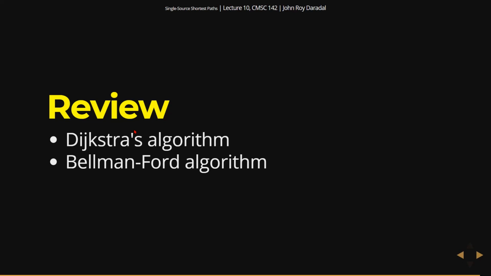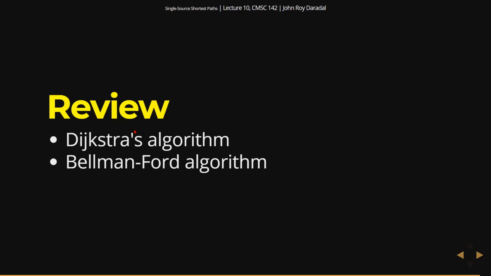So to review, we discussed two algorithms in part 2, right? Dijkstra's algorithm and Bellman-Ford algorithm. To review how they work, Dijkstra's is greedy. It tries to select candidate edges wherein one endpoint, the source, is already explored, and the other endpoint is not yet explored. And then out of those candidate edges, we select the one that minimizes SP of A plus the weight of the edge AB.